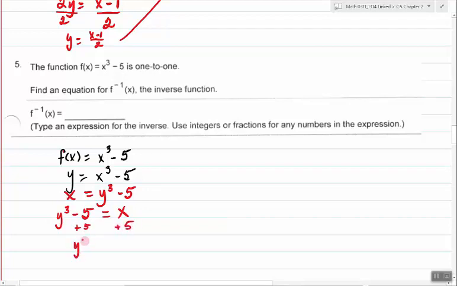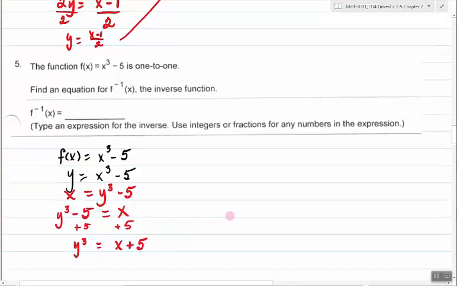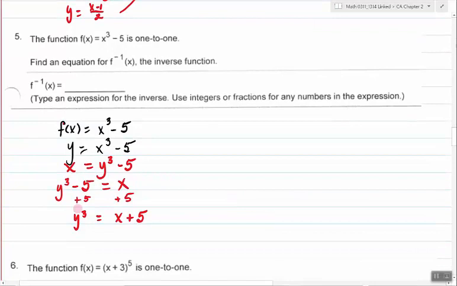I have y to the third is equal to x plus 5. Now to solve for y, I need to take the cube root. I do not need to do plus or minus, so I have y is equal to the cube root of x plus 5.